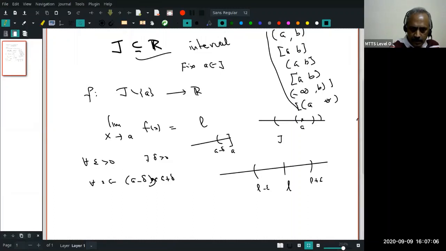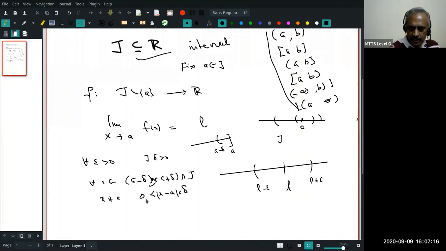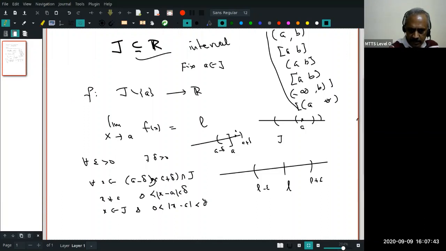to A plus delta intersected with J and X not equal to A. This is same as saying mod X minus A is less than delta. This shows X cannot be A because 0 is less than mod X minus A. And this shows X lies in the interval A minus delta to A plus delta. But if A is like this, A plus delta will be here. This X cannot be allowed because this is not in the domain of the definition of the function F. Therefore, X has to be in J and it has to satisfy this condition, mod X minus A less than delta.